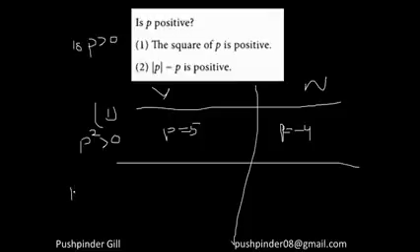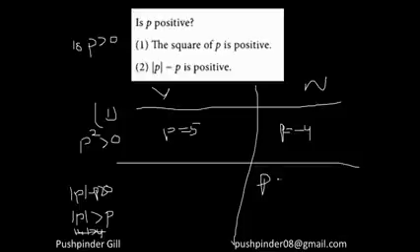Second statement says that modulus of P minus P is positive. So it's greater than 0. So I can say that modulus of P is greater than P. So when is it possible that modulus of P is greater than P? Let me try and put a positive value here. I say 4, modulus of 4. Is modulus of 4 greater than 4? No. So the positive values are not sufficing here. What all values will suffice? I think only negative values are going to suffice. So if I put P equal to minus 3, modulus of minus 3 is greater than minus 3. That is true. So that means I'm getting a definite no here.